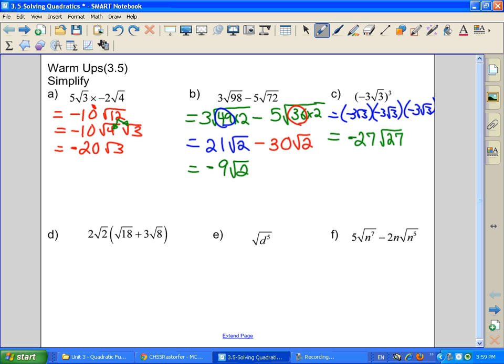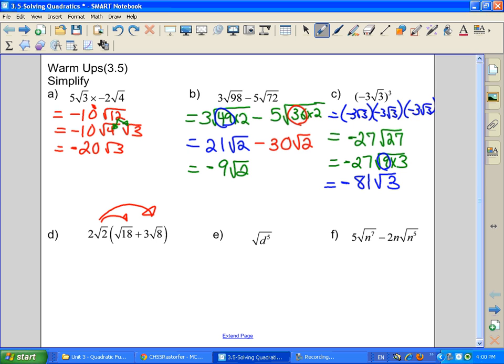And then root 3 times root 3 times root 3 is going to be root 27. Okay, again, we can break up root 27 into 9 times 3. The 9, ladies and gentlemen, is a perfect square, so we bring it out. So 3 times -27 is going to equal -81 root 3.